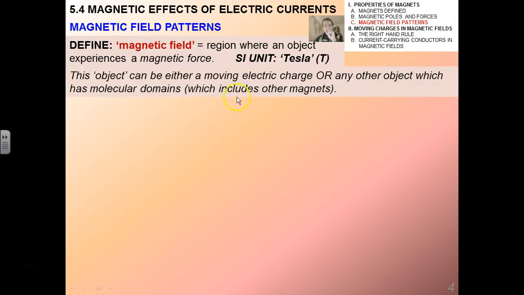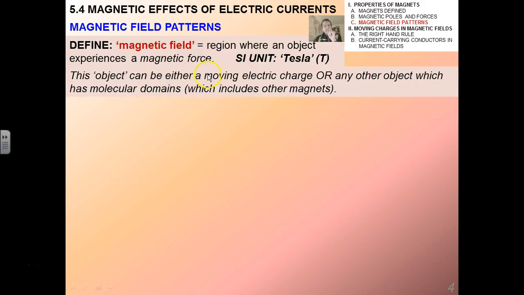Okay, all right. Now the magnetic field, or the B field, is simply a region where an object experiences a magnetic force. Remember our definitions of electric and gravitational fields. Those were regions where objects experience forces. In the case of gravity, that object had to have mass. In the case of electric fields, that object had to have a charge. Now we're saying it can be any kind of object, but it has to be specific, okay?